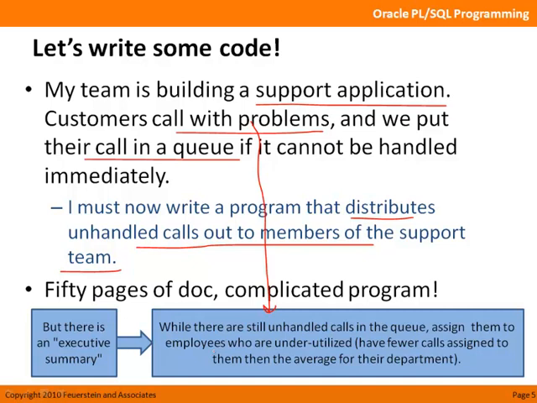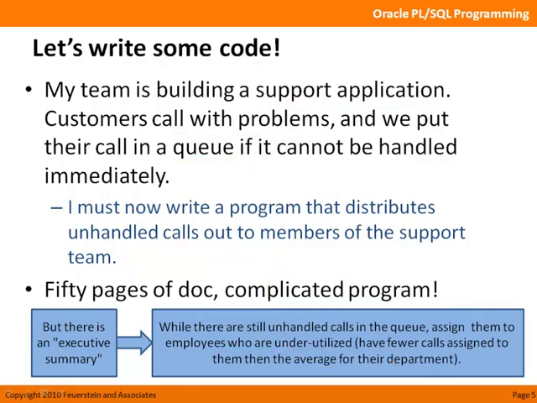Assign them to the employees who are underutilized. They have fewer calls assigned to them than the average for the department. So if there's Joe and Sally in the team, Sally's got 10 calls, Joe's got 2 calls, Joe should get the next unhandled call added to his queue. So that's the basic idea.